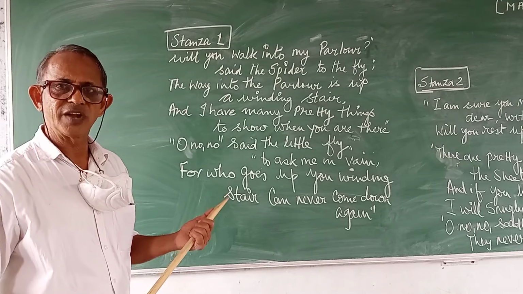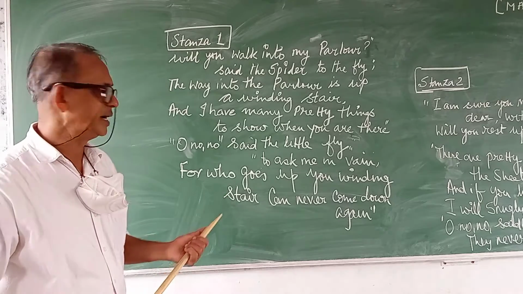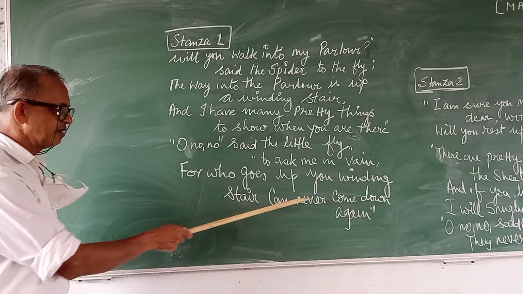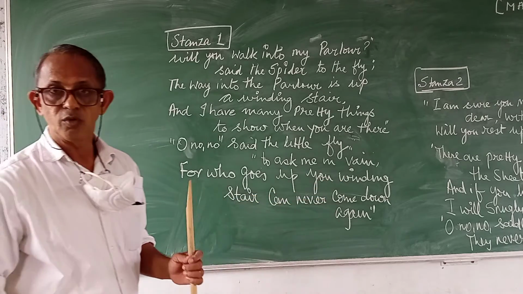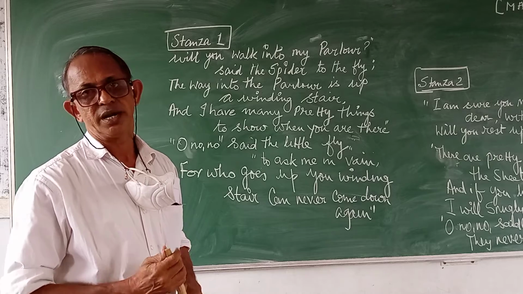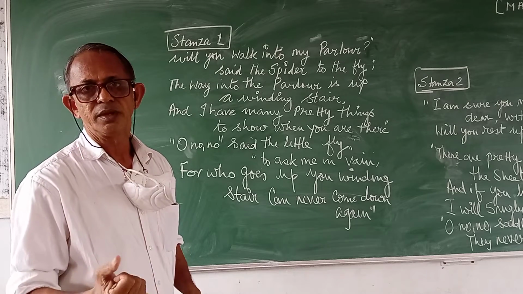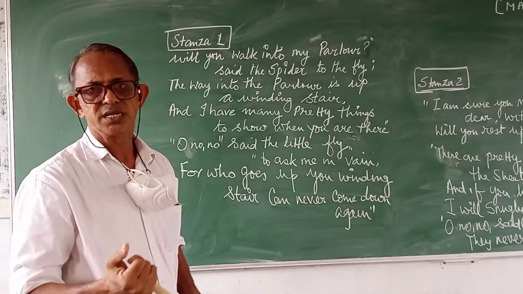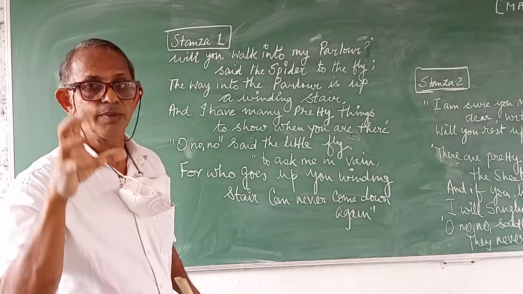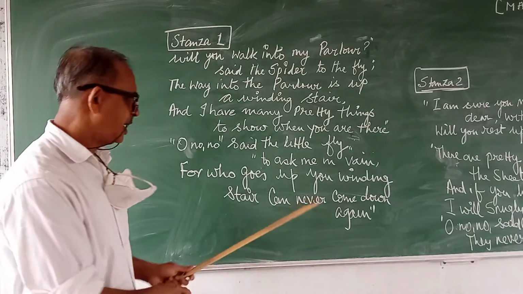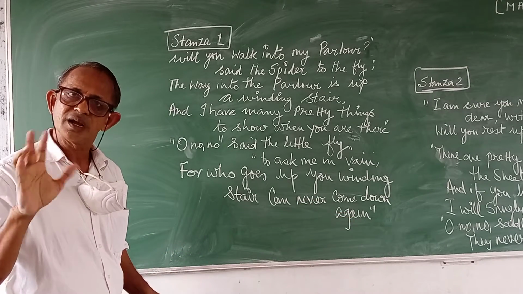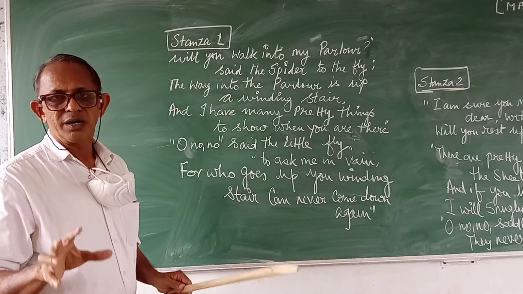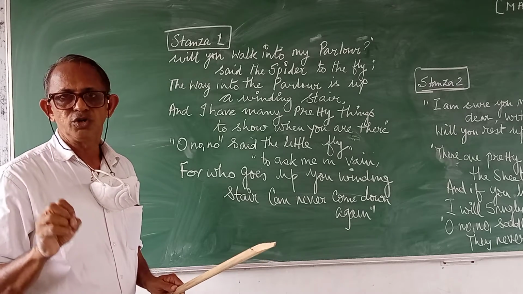Now why is the fly not prepared to go to the place of the spider? For who goes up your winding stair can never come down again. Now the fly is very cautious. It tells the spider, oh spider, if I come up to your place, up the winding stairs, then I will be caught by you, and I can never come down again. So don't keep requesting me. Don't try to attract me.